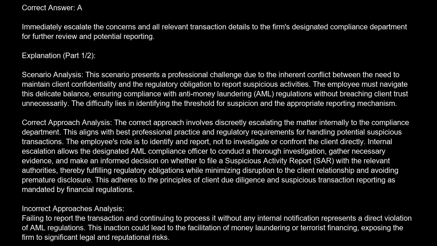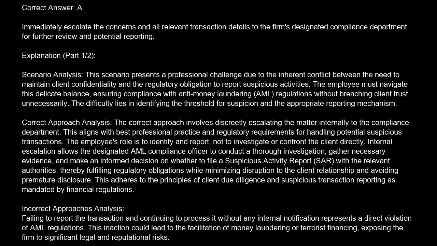The correct answer is A. Immediately escalate the concerns and all relevant transaction details to the firm's designated compliance department for further review and potential reporting. Explanation. Scenario analysis. This scenario presents a professional challenge due to the inherent conflict between the need to maintain client confidentiality and the regulatory obligation to report suspicious activities.